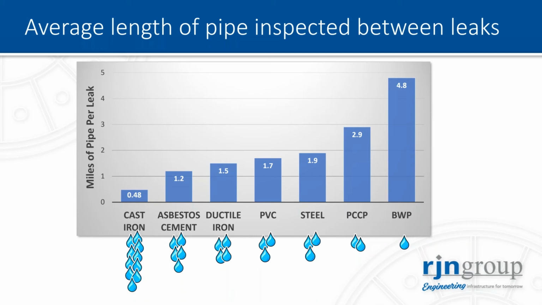Asbestos cement, we're going about 1.2 miles of pipe before we see a leak. Ductile iron, 1.5 miles between leaks. And then as we move to the right-hand side with pre-stressed concrete cylinder pipe, bar wrap pipe, the leaks are much less frequent, with bar wrap being the highest at 4.8 miles between leaks. So this can kind of give you an idea of on average, what you expect to find doing leak detection work.